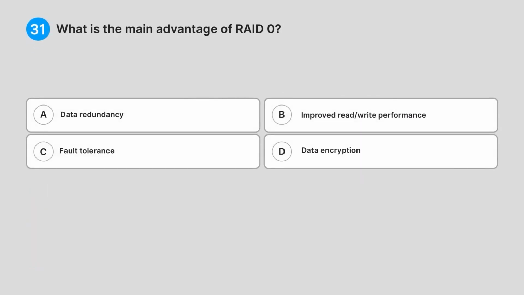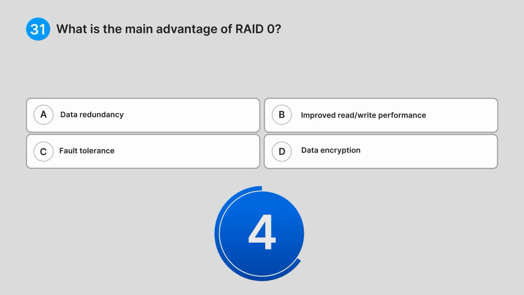31. What is the main advantage of RAID 0? A. Data redundancy. B. Improved read-write performance. C. Fault tolerance. D. Data encryption. What do you think is the answer?